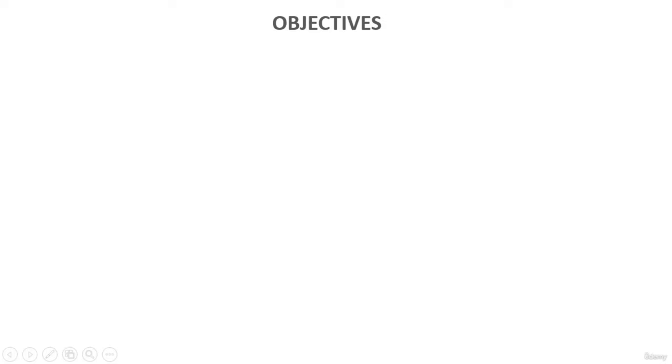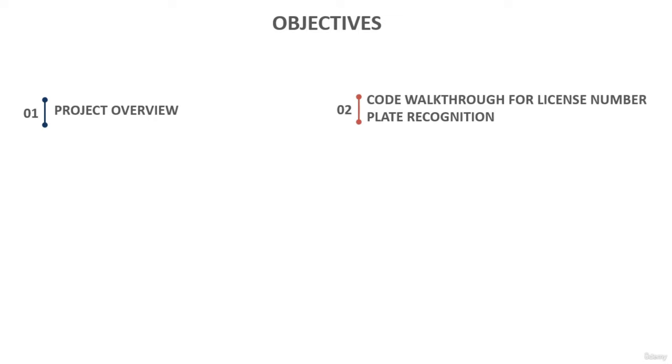Welcome back to our second project. In this project, you will learn how you can do license number plate recognition using YOLO V3 model. We are going to start with project overview, where I'm going to explain the high-level design of the project and the solution. Then we are going to move on to code walkthrough, where I'm going to explain the source code of the project along with instructions and how you can do execution of the code. And finally, I am going to provide you code download instructions so that you can run the project yourself. So let's begin.